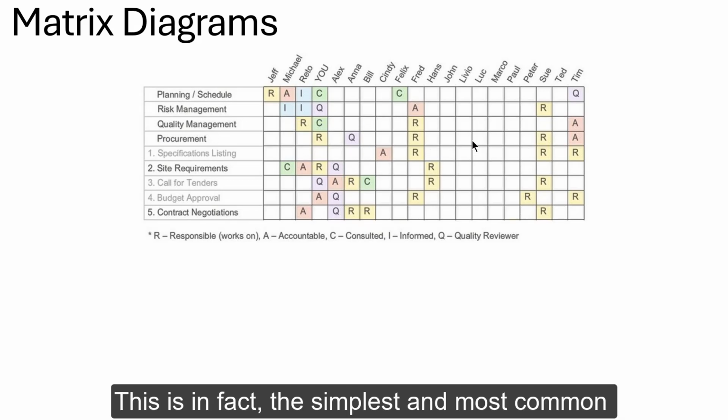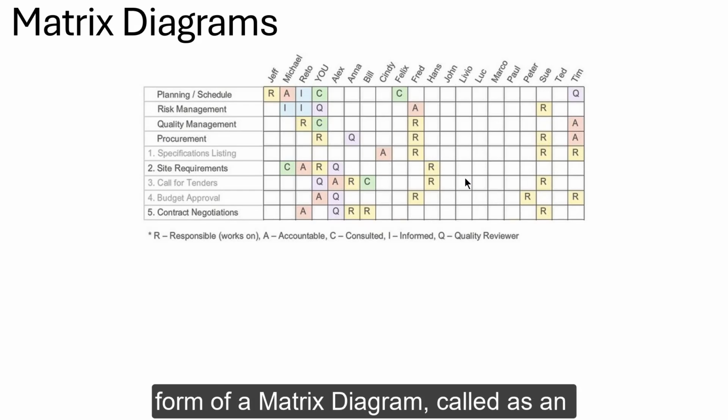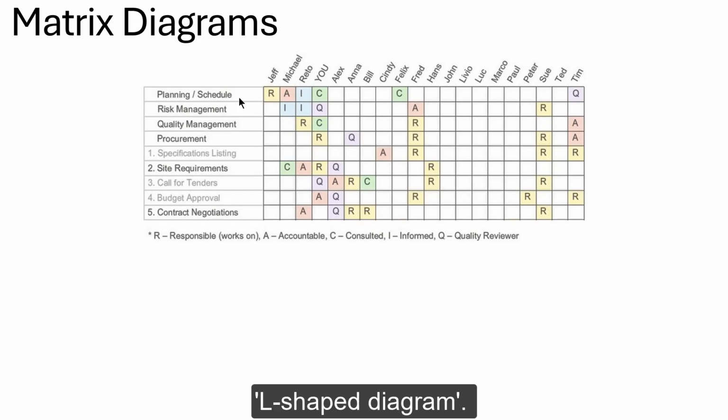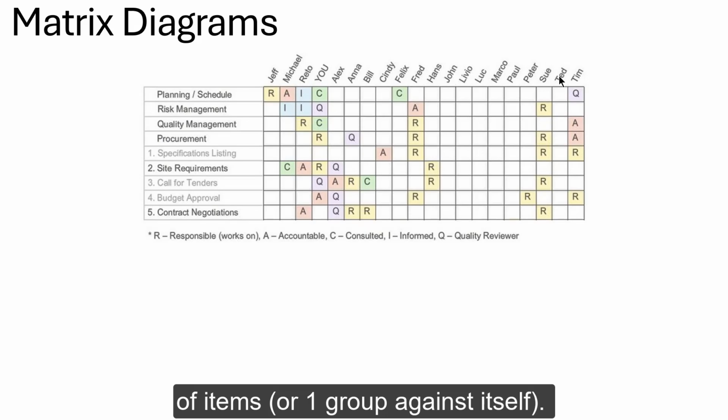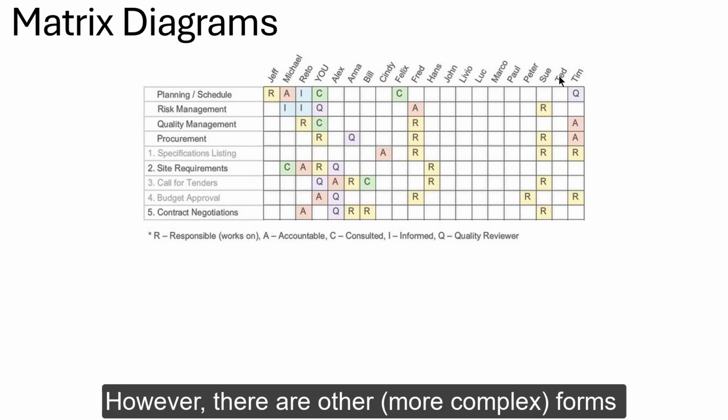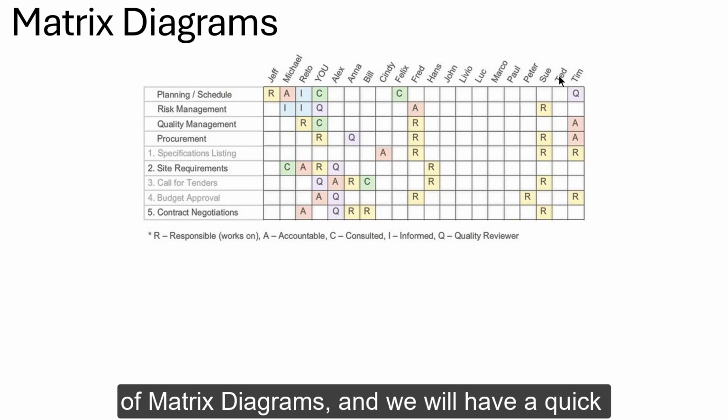This is, in fact, the simplest and most common form of a matrix diagram, and it is called an L-shaped diagram because you can see the heading here makes an L shape. It is used when you want to compare two groups of items or one group against itself. However, there are other more complex forms of matrix diagrams, and we will have a quick look at them in the next slide.